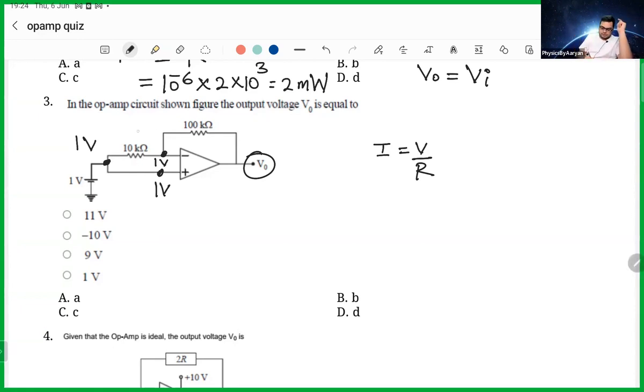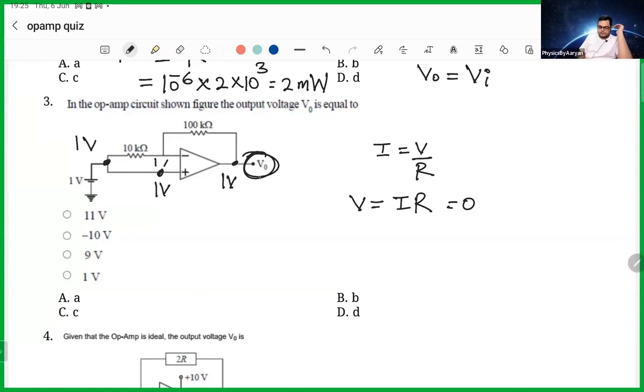So if no current comes here, similarly no current will go here. So then everything will be one. If you start with one, it is one, it is also one. Why am I saying everything is 1 1 1? Because no current means no potential drop, because potential drop is given by IR. If there is no current, there is no potential drop. So if you start with one, at the next point also one, at the next point also one. So here also the voltage is 1 volt. Here also the voltage is 1 volt, because the potential drop is not happening, because the current is not flowing.